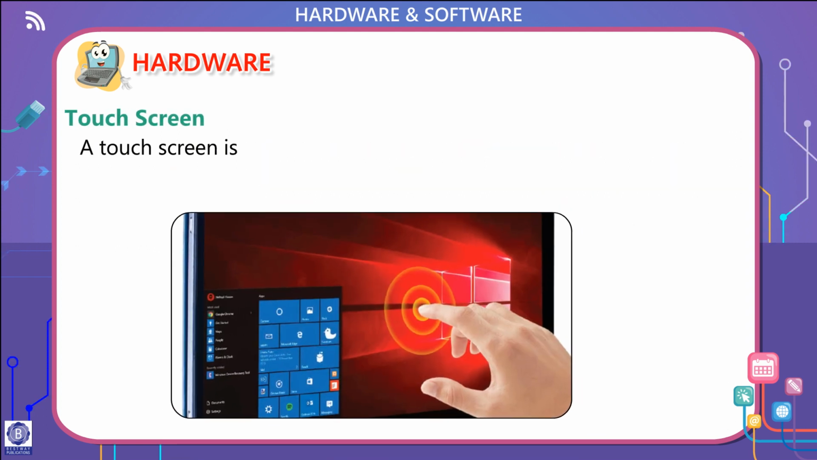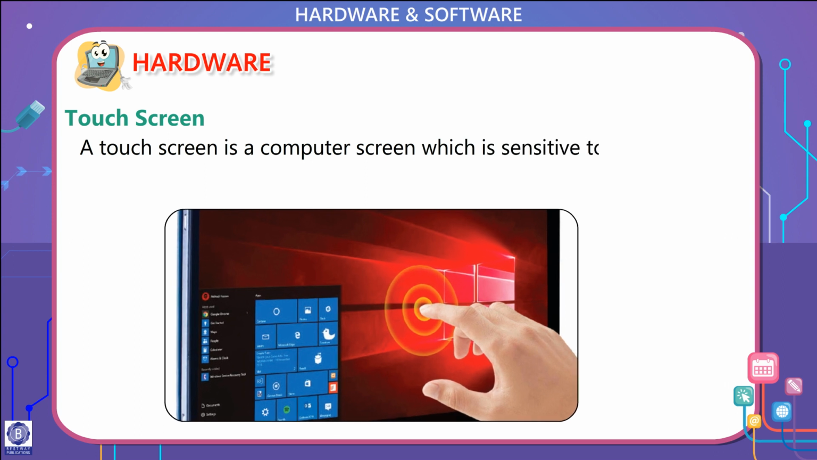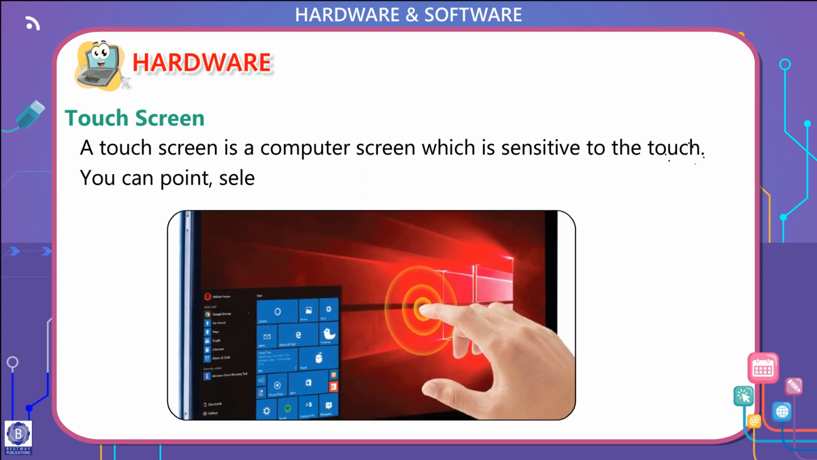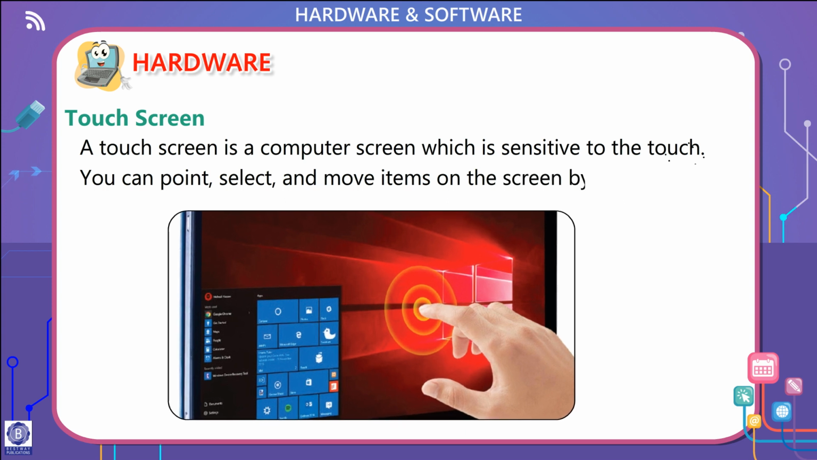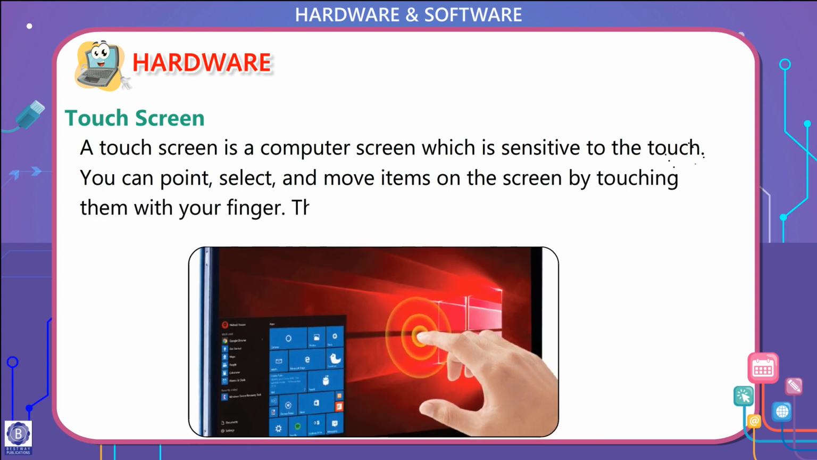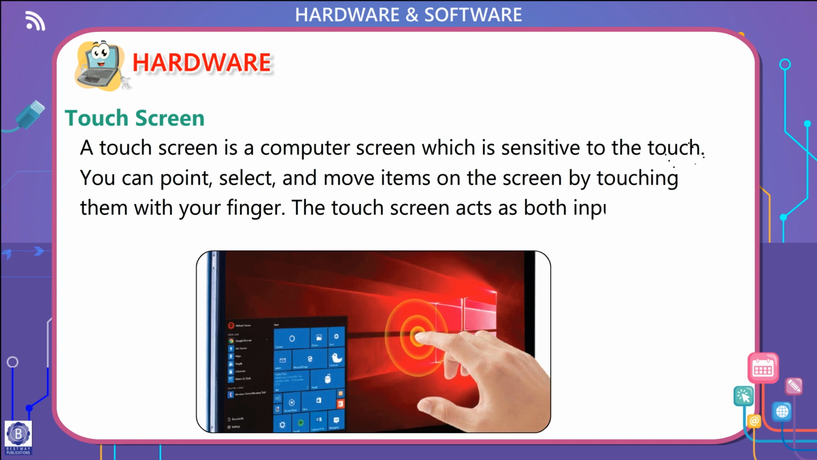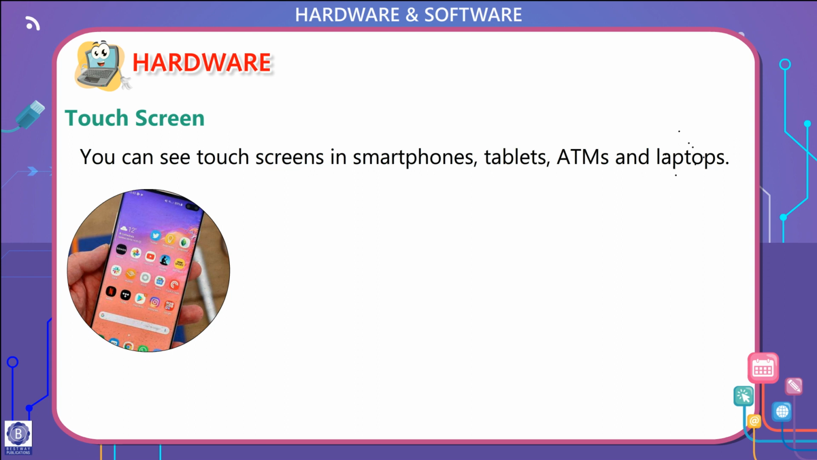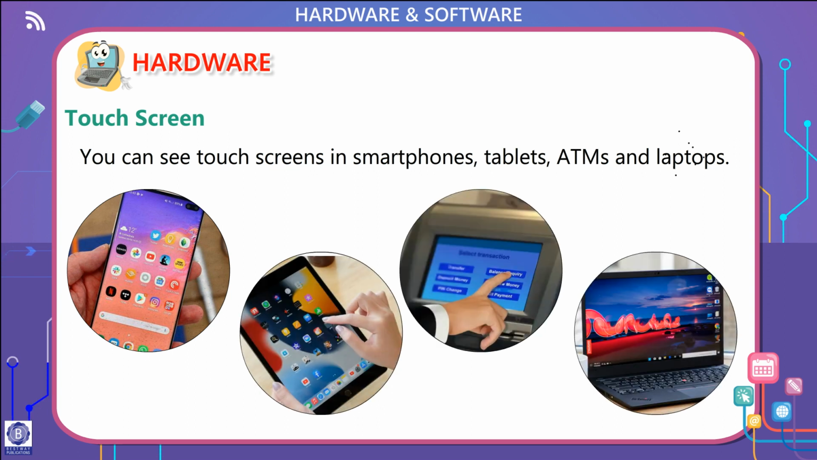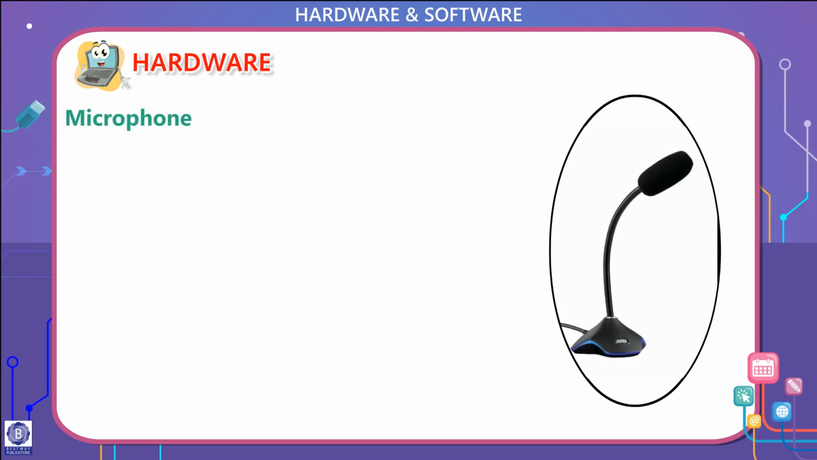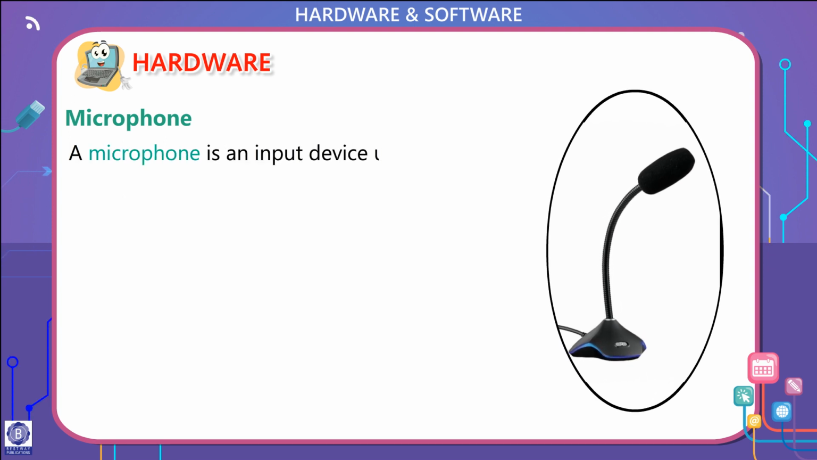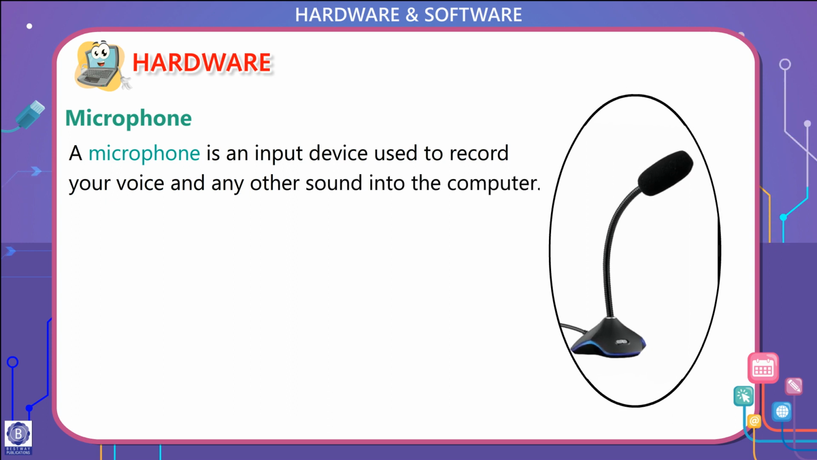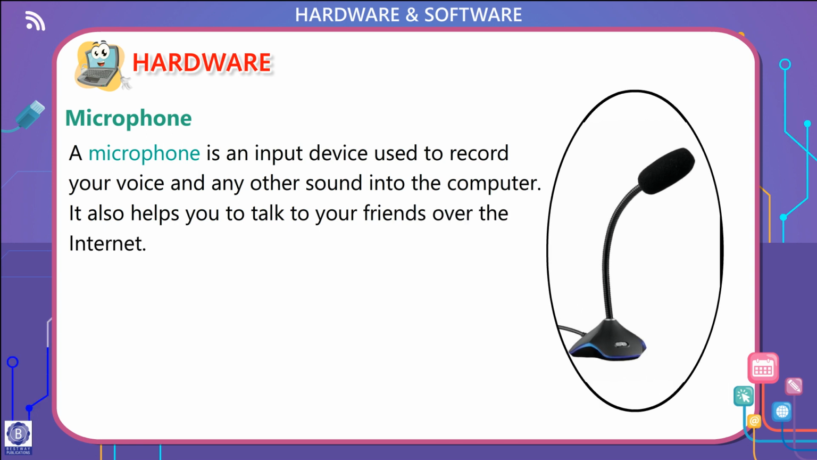Touchscreen. A touchscreen is a computer screen which is sensitive to touch. You can point, select, and move items on the screen by touching them with your finger. The touchscreen acts as both an input as well as an output device. You can see touchscreens in smartphones, tablets, ATMs, and laptops. Microphone. A microphone is an input device used to record your voice and any other sound into the computer. It also helps you to talk to your friends over the internet.